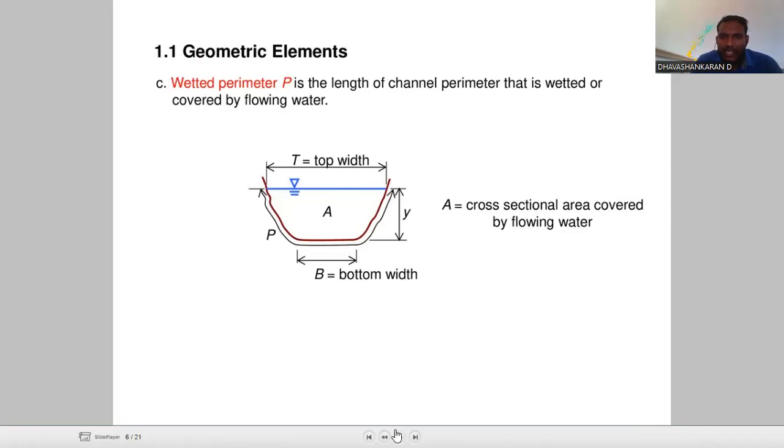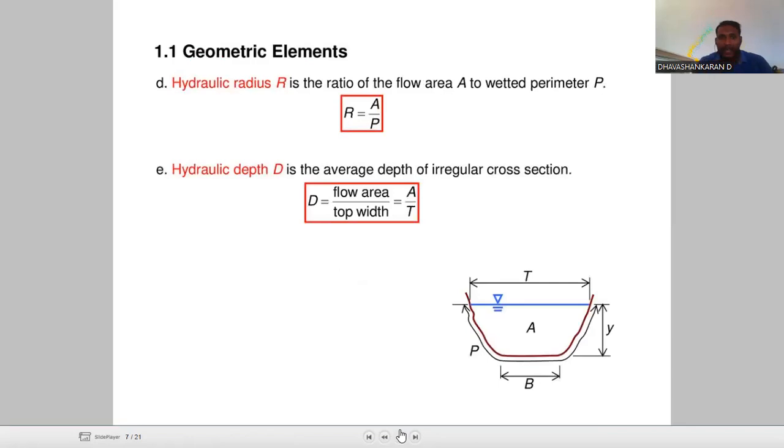Here is the diagram which represents the trapezoidal channel, which always has a top width and a bottom width that are different. It has a side slope that is calculated as m, the ratio between the horizontal and vertical. So this is the wetted perimeter. Then hydraulic mean radius is the ratio of the flow area to the wetted perimeter, R equal to A divided by P.